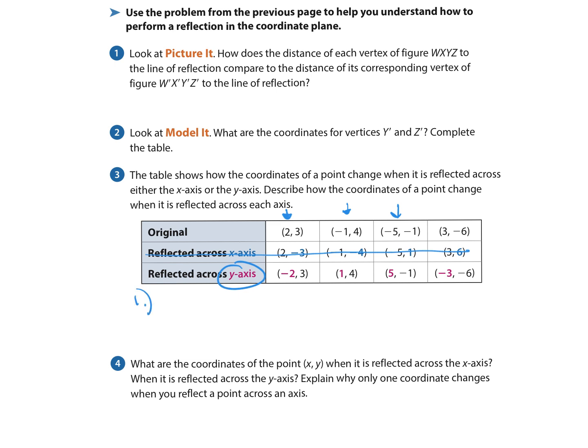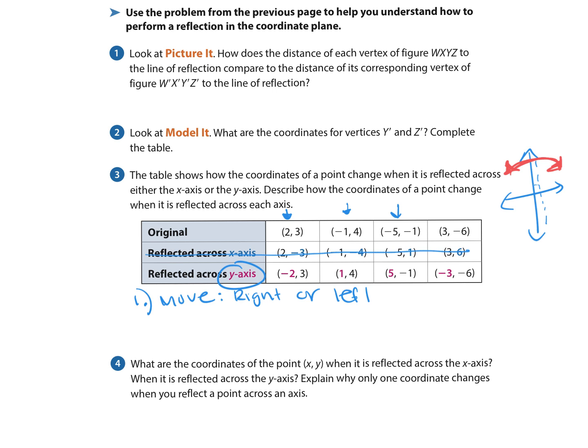So when we reflect across the y-axis, the first thing I want you to think about is which way the figure is moving. If I'm reflecting across y, this is my line of reflection. So if I'm going to reflect over that line, I'm moving in these two directions. I'm either moving right or left. Those are the only options because I've got to get over this line. So I'm moving right or left.